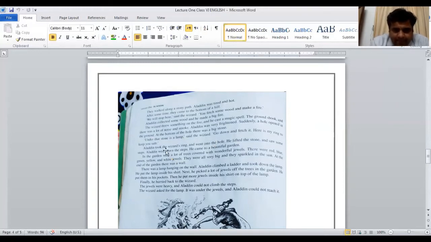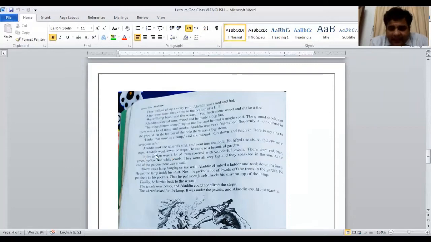Aladdin took the wizard's ring and went into the hole. He lifted the stone and saw some steps. Aladdin went down the steps. He came to a beautiful garden. Now when he went down, Aladdin reached a beautiful garden.